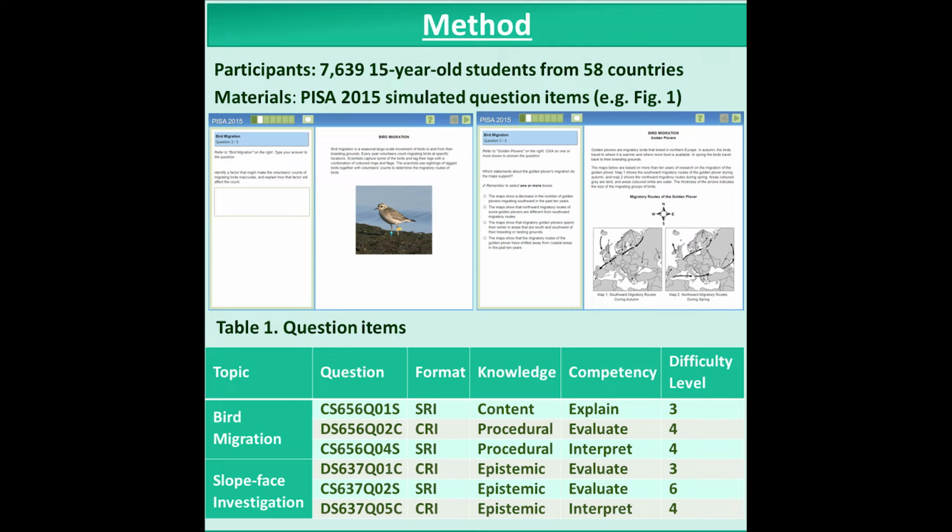Participants were 7,639 15-year-old students at grade 9 from 58 countries or regions who took the computer-based PISA 2015 science tests. This study used 6 publicly released simulated science inquiry items to answer the research questions. Table 1 lists the detailed information about question items.